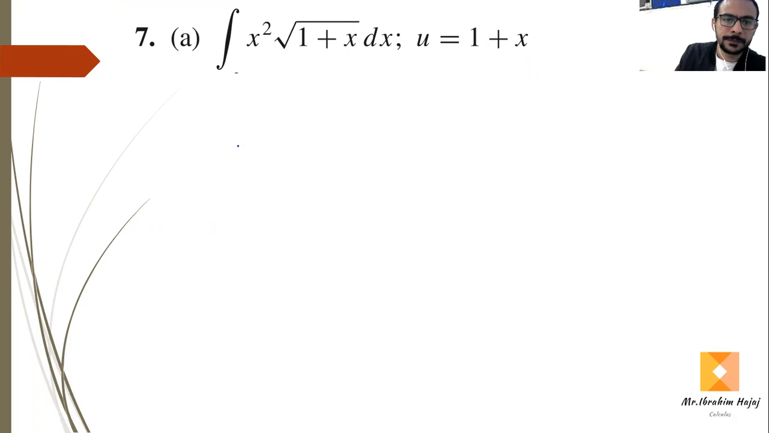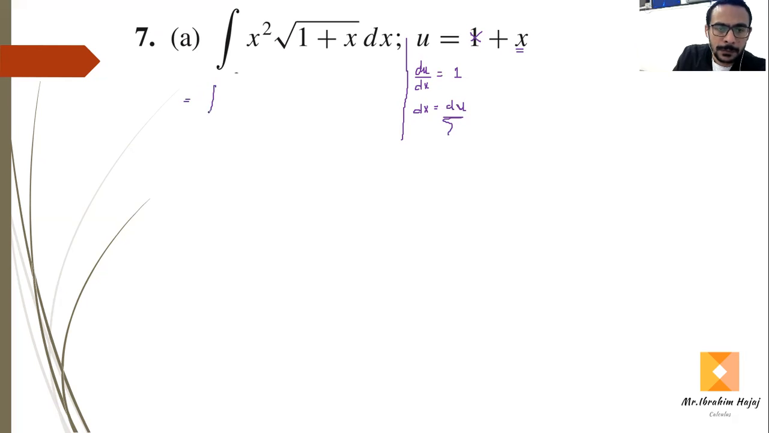Yes, solve this equation by substitution. The derivative of u is 1, so du over dx equals 1, because the derivative of 1 is 0 and the derivative of x is 1. So du equals dx, so dx equals du.